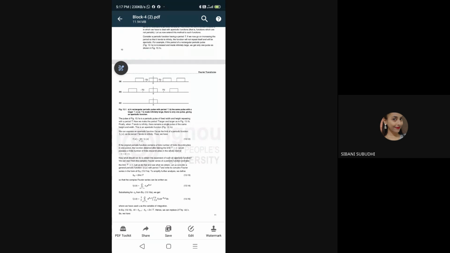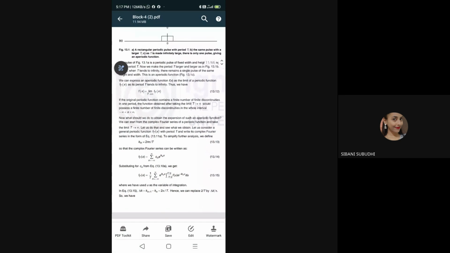And if the original periodic function contains a finite number of finite discontinuities in one period, the function obtained after taking the limit T tends to infinity would possess a finite number of finite discontinuities in the whole interval minus infinity less than x less than infinity. So by expanding a periodic function, we can solve it. So let us start with the complex Fourier series of a periodic function and take the limit T tends to infinity.